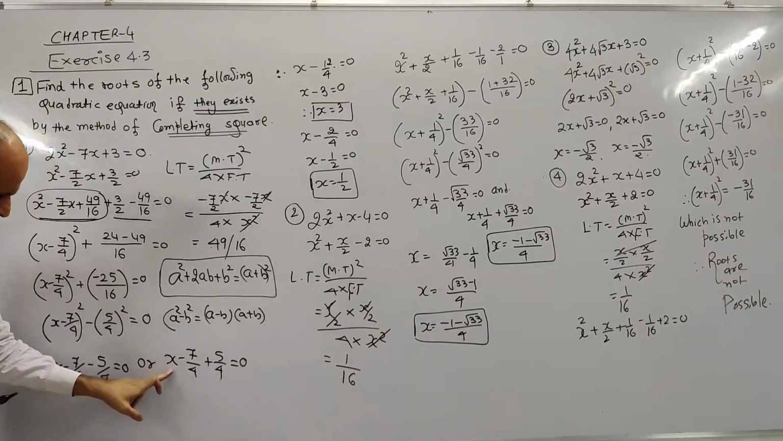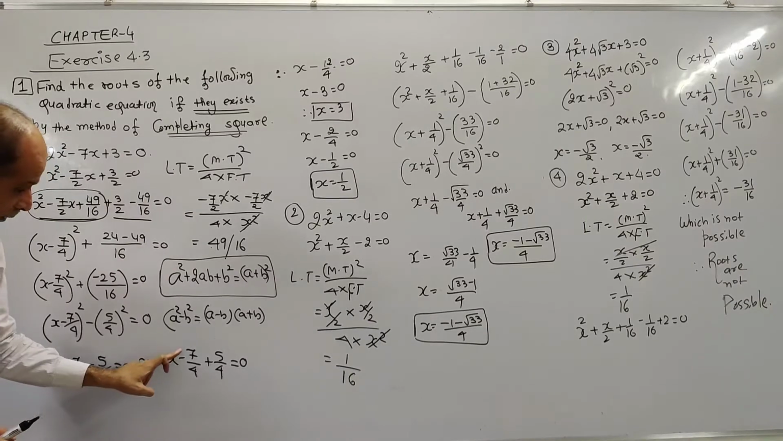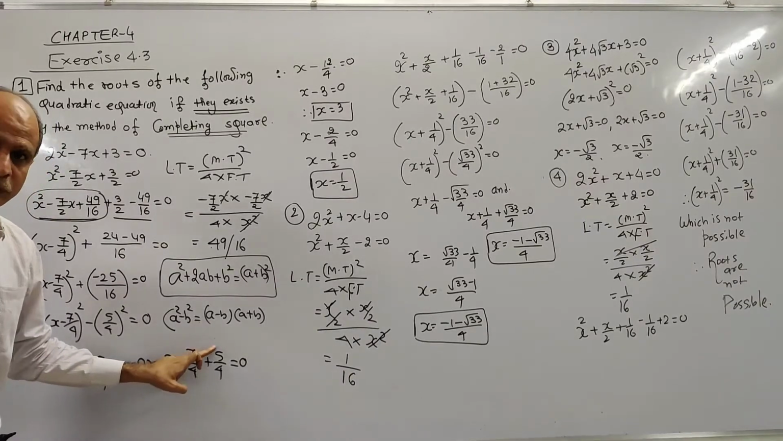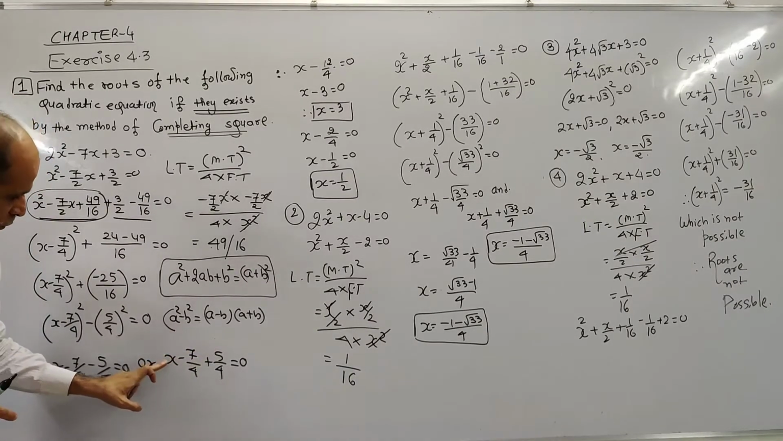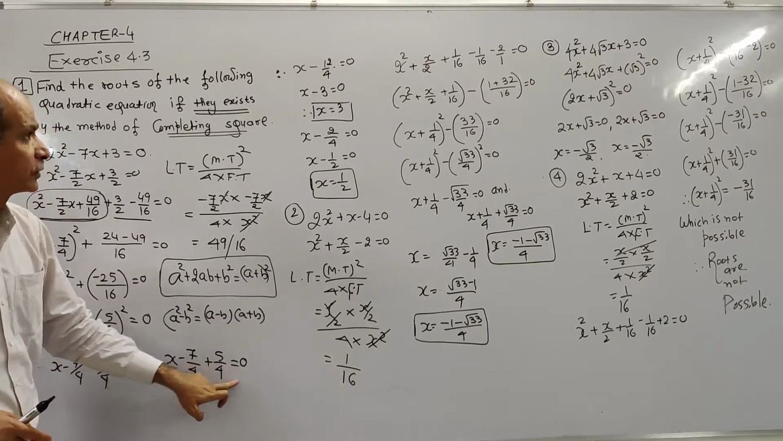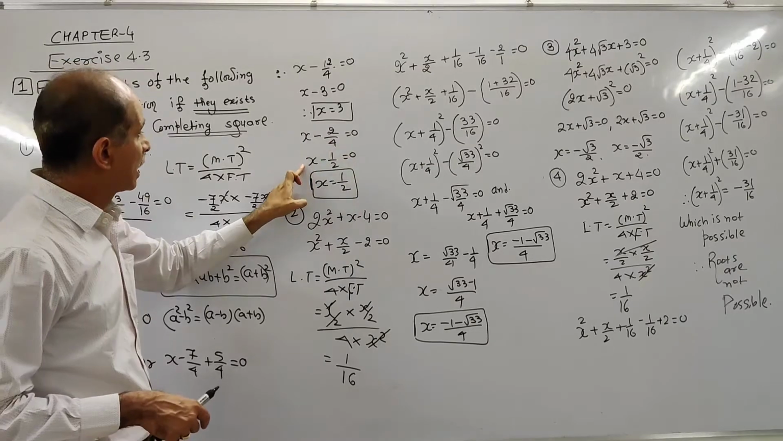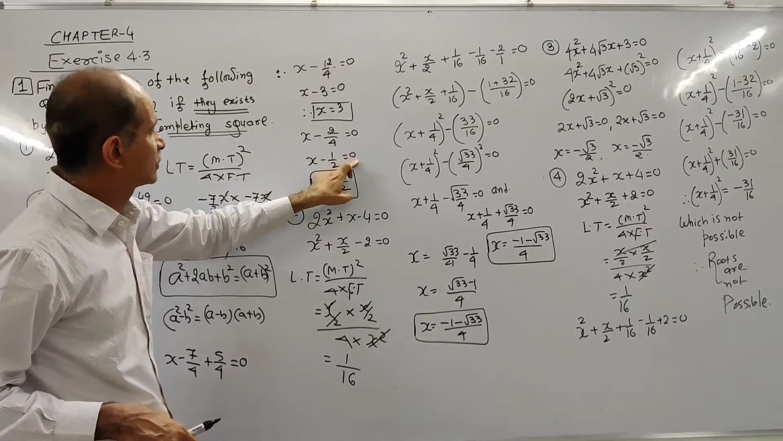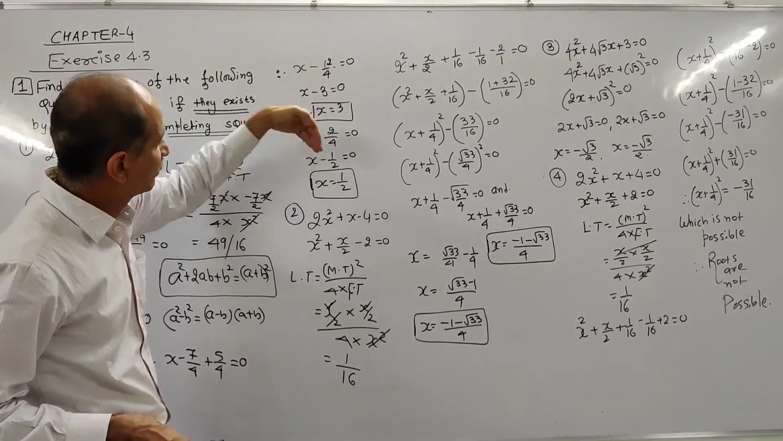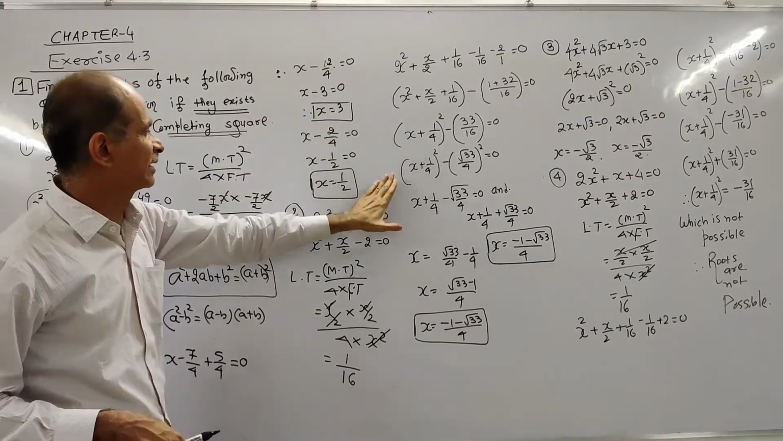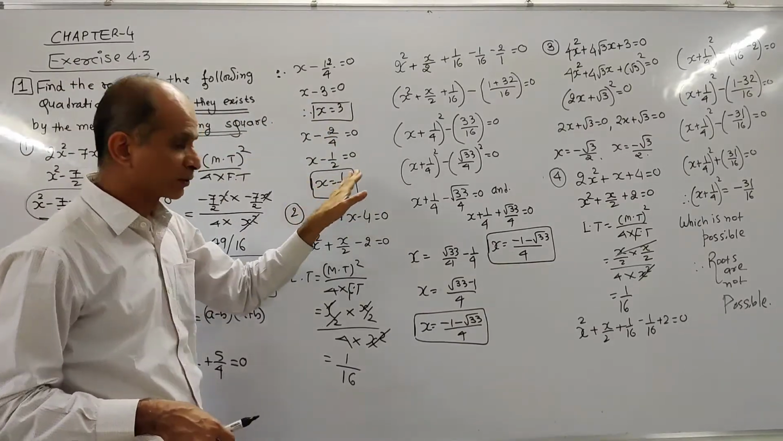Now, from the second one, x minus 7 by 4 plus 5 by 4, so you get minus 2. So x minus 2 by 4 is equal to 0. X minus 1 by 2 is equal to 0. If you transpose 1 by 2 from the left hand side to the right hand side, it becomes x is equal to 1 by 2.